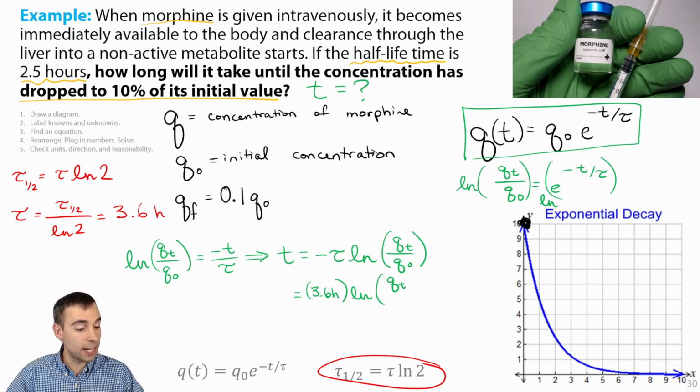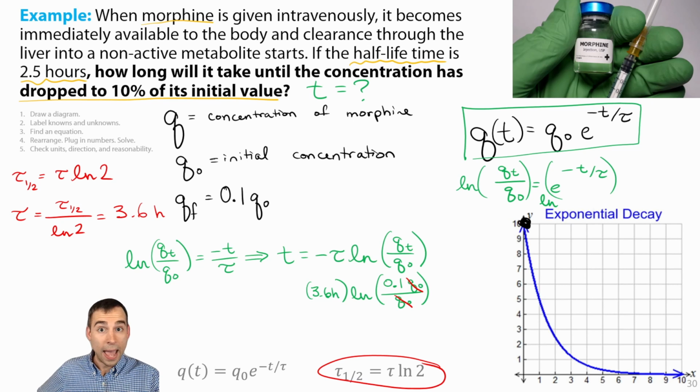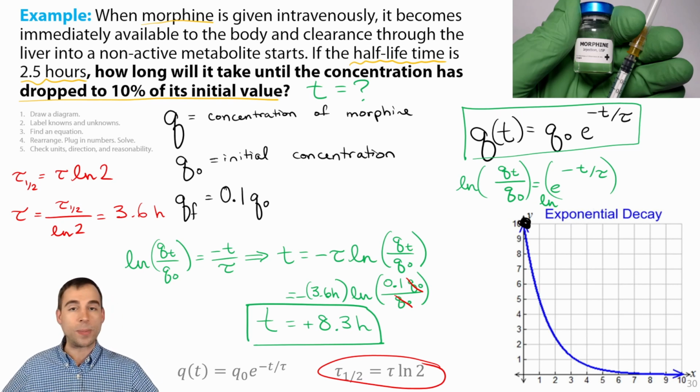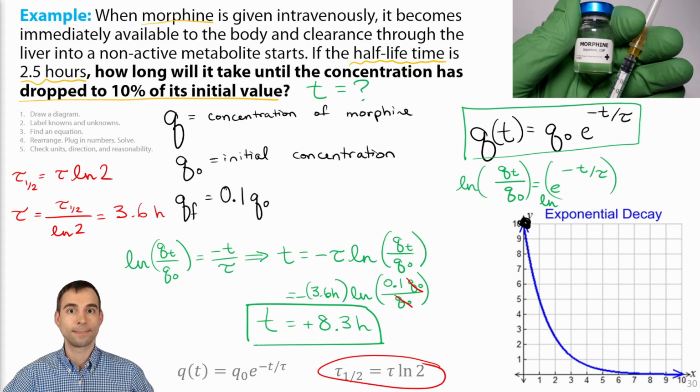In this case, the quantity at some time is just 10% of what it was originally. So I can plug in 0.1 Q0 divided by Q0. I don't know what that number is, but I know that it'll end up canceling. And I better make sure I don't forget that negative, because we do want our time to end up coming out positive. And when I do this math, it does come out as positive 8.3 hours or somewhere around there. So for that dose of morphine, it's going to take about 8 hours for it to be reduced to 10% of its original value based on this half-life time.